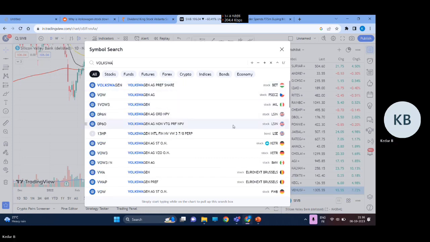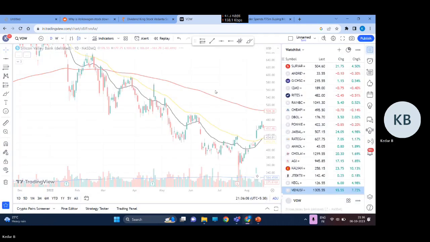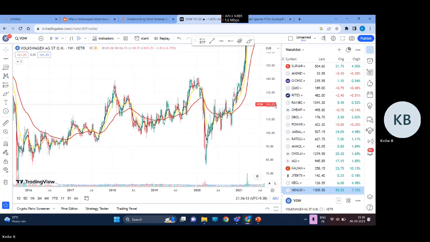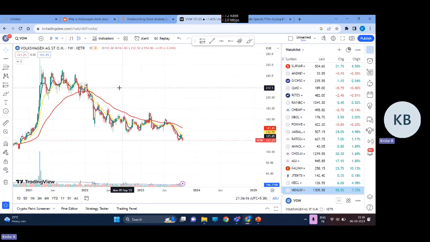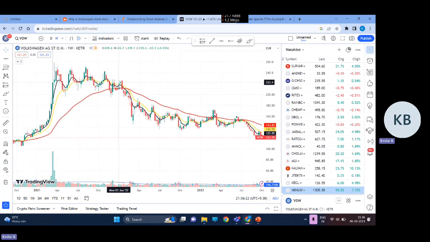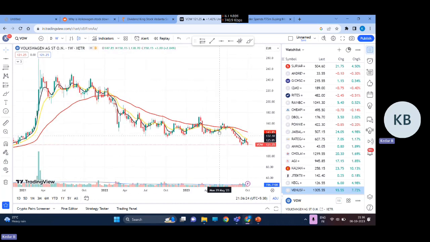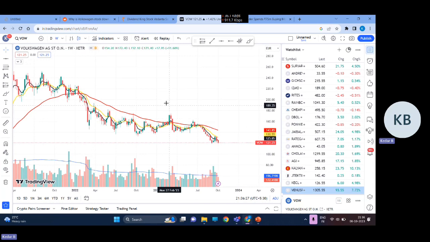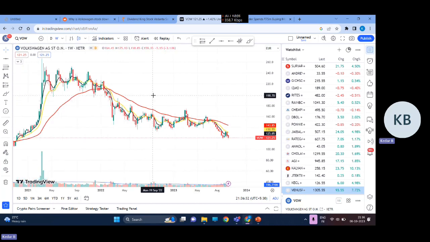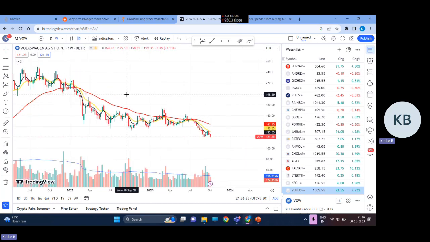Volkswagen. Yeah. Let's switch to the weekly time frame. Okay. You can see here. Literally, it is down so much. Even after being such an excellent company, it's going in a downtrend. There is nothing fundamentally wrong with it. It's a fundamentally sound company, but still it is going down, which is why I say don't rely solely on the fundamentals.